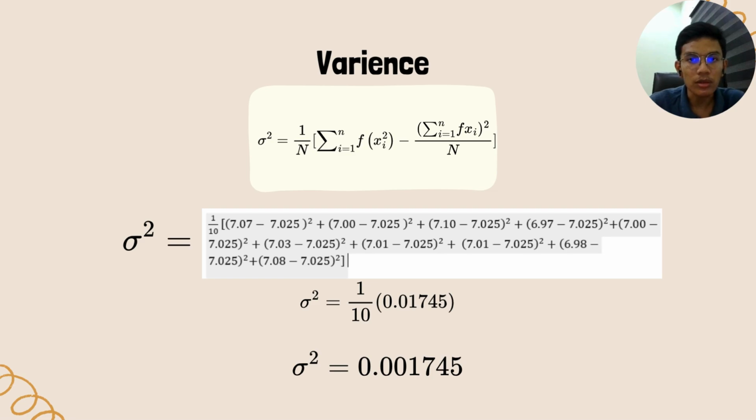To find the standard deviation, we must find the variance first. The formula for the variance is 1 over n times the sum of xi squared minus (the sum of xi) squared over n, where n is the total number of data points, xi is each individual data point, and the sum of xi over n is the population mean. So put all the values given into the formula. You will get the variance of 0.001745.